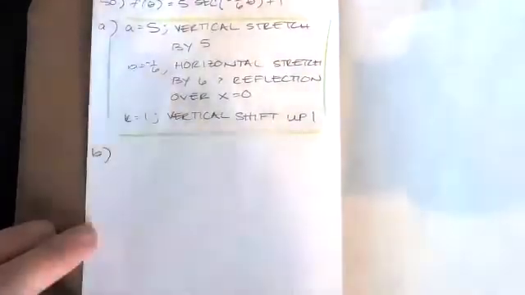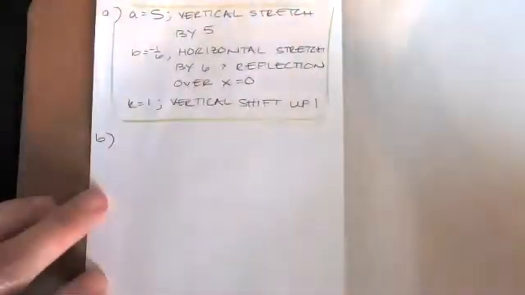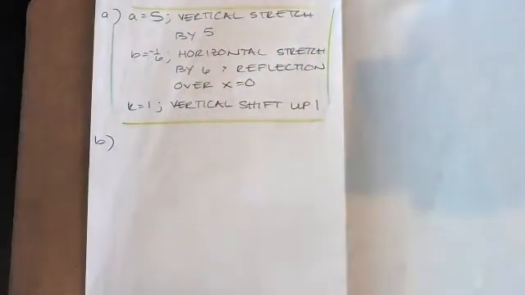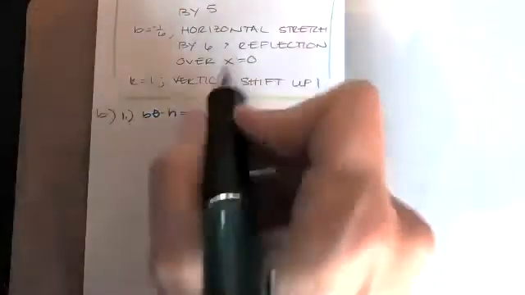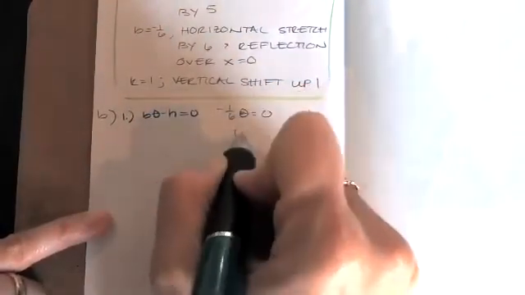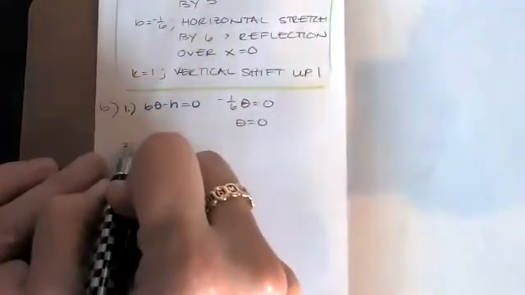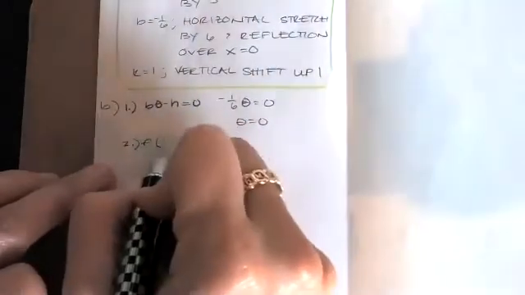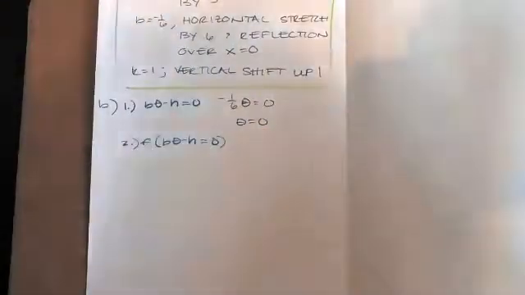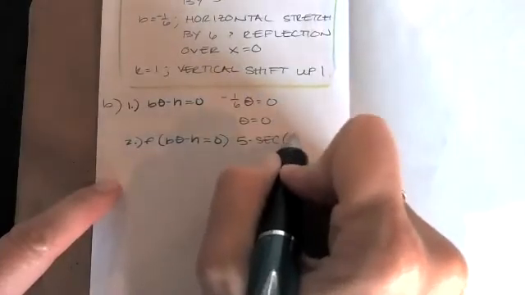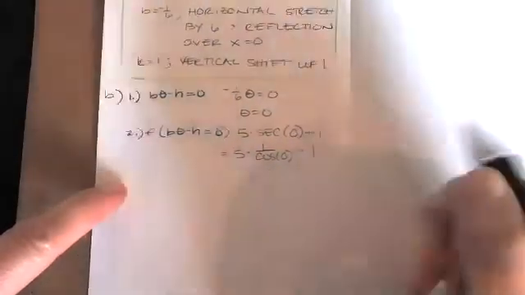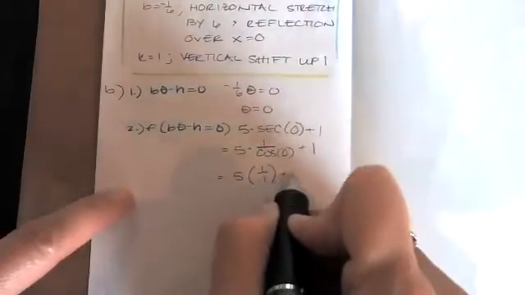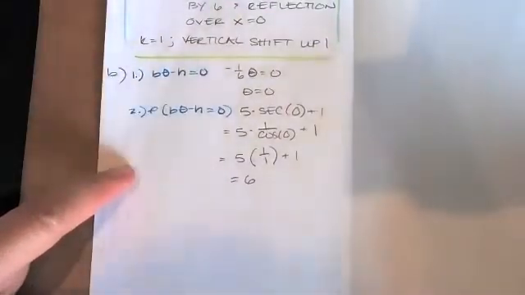So part B, the first thing that we do is we set b theta minus h equal to 0. So negative 1/6 theta equals 0, so theta equals 0. Second step, because we said there was no horizontal shift, so there isn't one. So when I plug that in, we'll have 5 times the secant of 0 plus 1. And remember, the secant is 1 over the cosine of 0. So the cosine of 0 is 1. This looks like it'll be 6. Does that make sense?